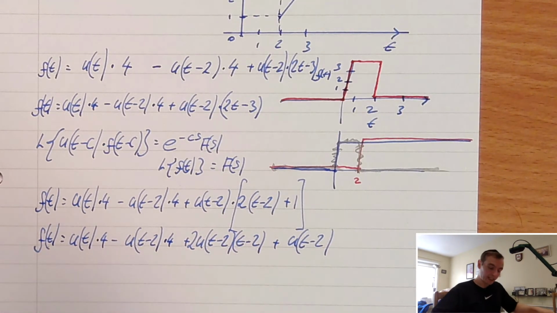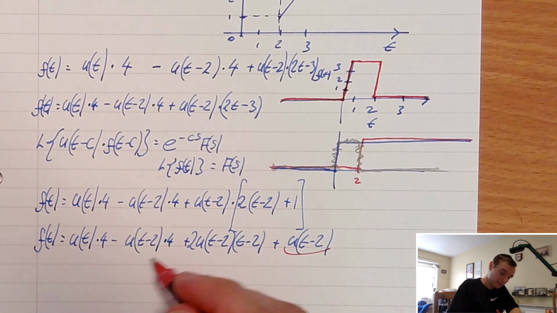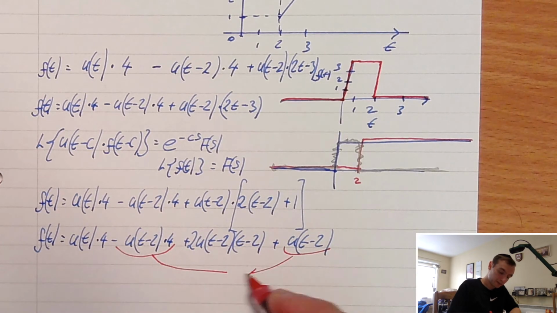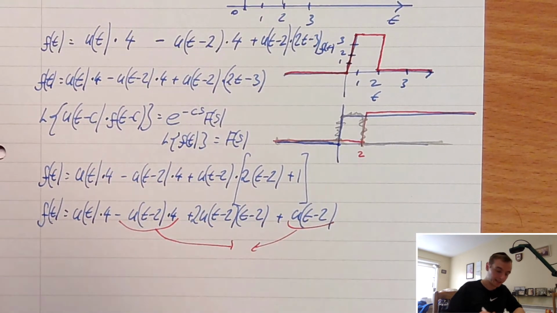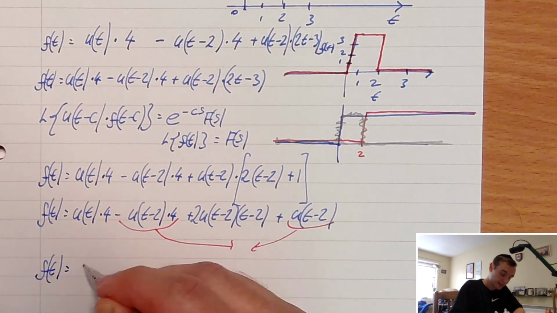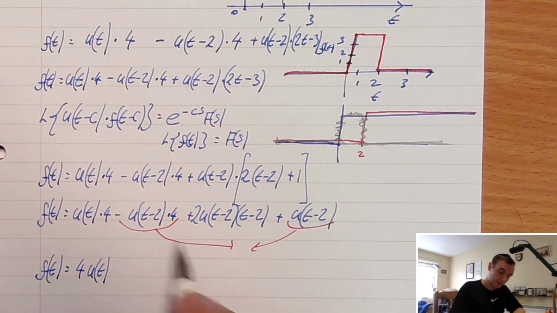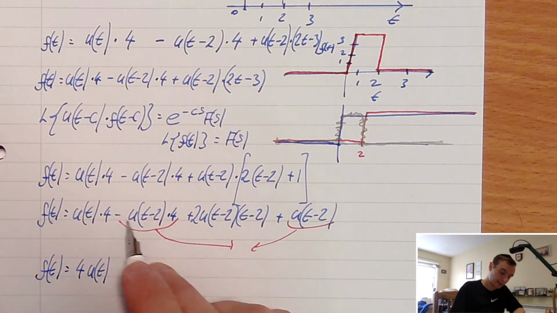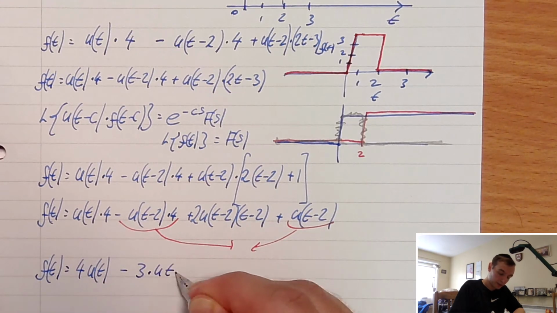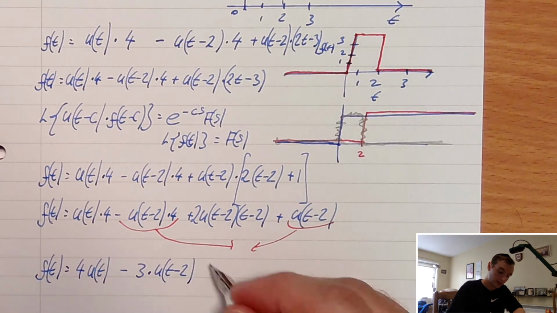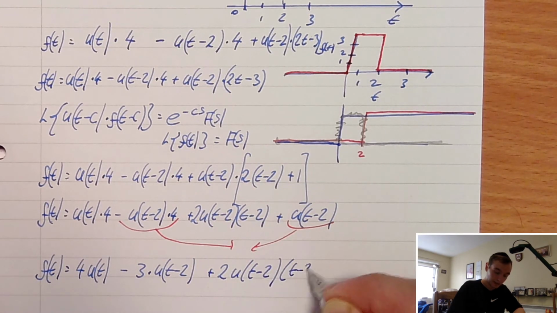So you can see that we can actually collect the terms of u(t-2) over here and minus 4u(t-2). So we can do that and then simplify the expression. So let's go ahead and do that. So we can say f(t) equals 4u(t), and 1 minus 3? Is that right? Yeah, minus 4u(t-2) plus 1, then we minus 3·u(t-2), plus 2u(t-2)(t-2).